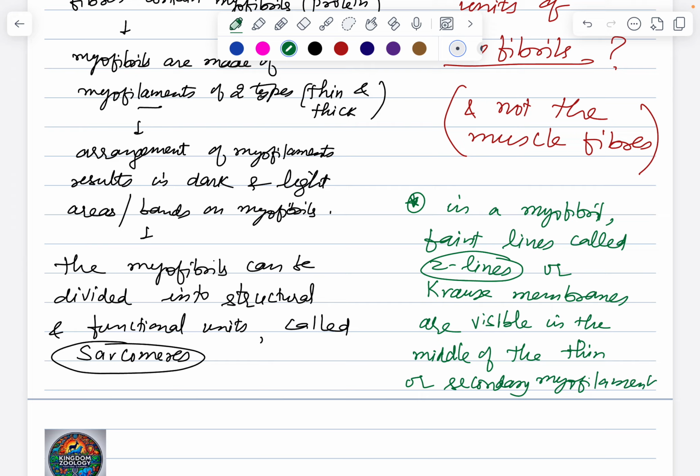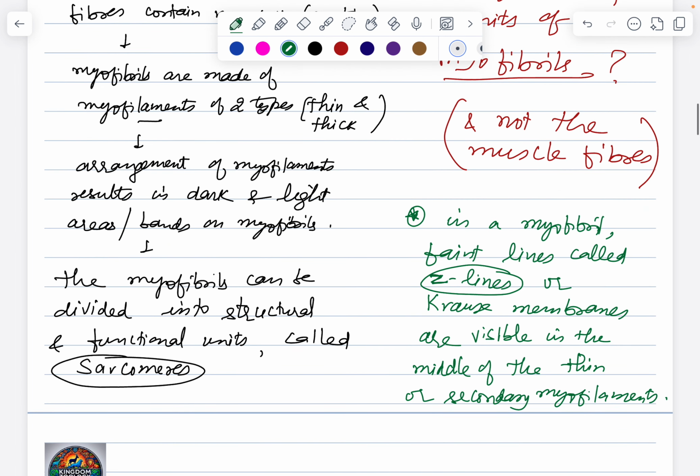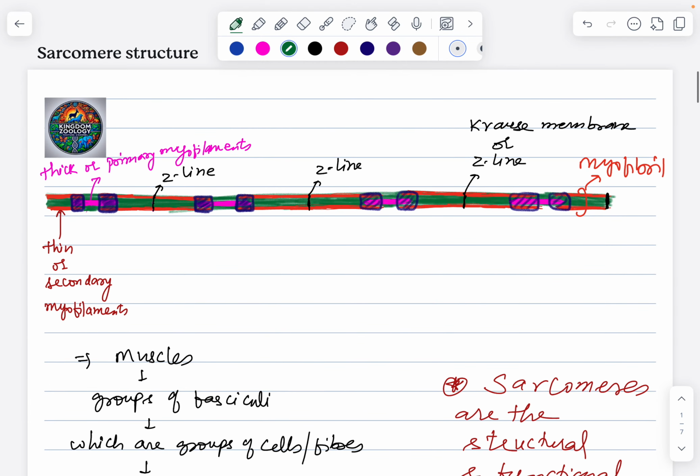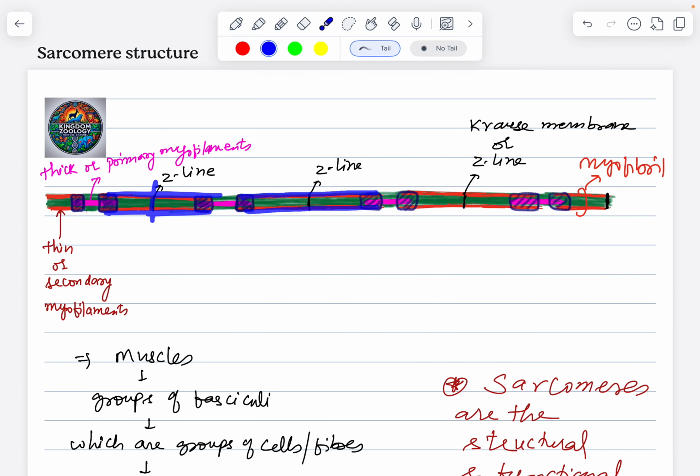What are these lines called? The Z lines or the cross membranes in the exact middle of the secondary myofilaments. As we have seen in the structure here, once again, this is your entire secondary myofilament. In the middle, there is a Z line. Once again, the red line is the secondary myofilament, Z line. Secondary myofilament, Z line. On this side also secondary myofilament, in the exact center there will be another Z line.